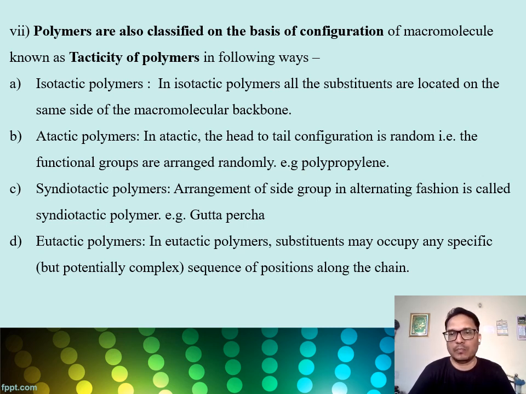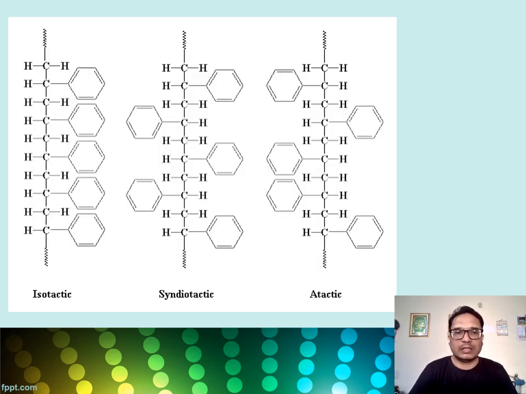That is, the functional groups are arranged randomly, for example in polypropylene. Whereas in syndiotactic polymers, the arrangement of the side groups is in an alternating fashion, for example gutta-percha. In eutactic polymers, the substituents may occupy any specific sequence of positions along the chains. These are the different examples.